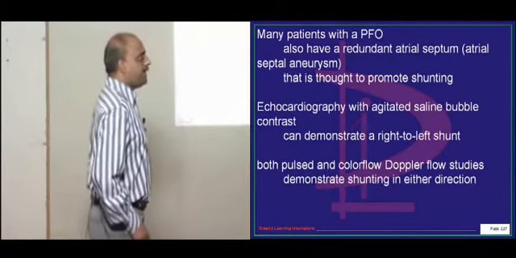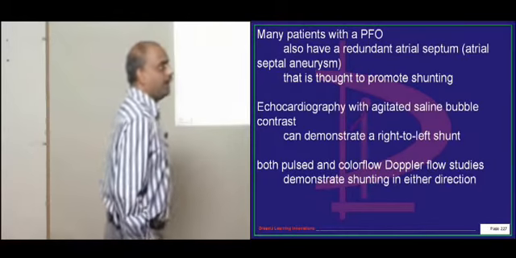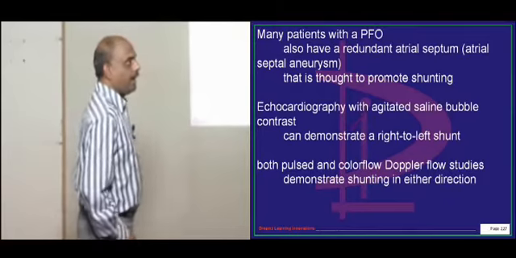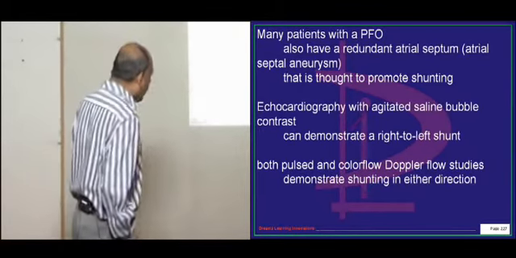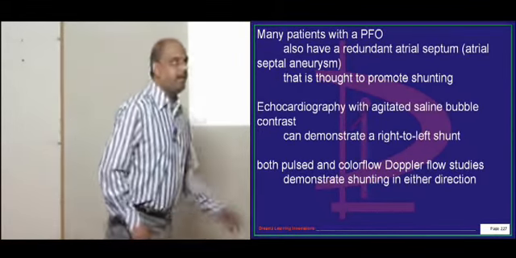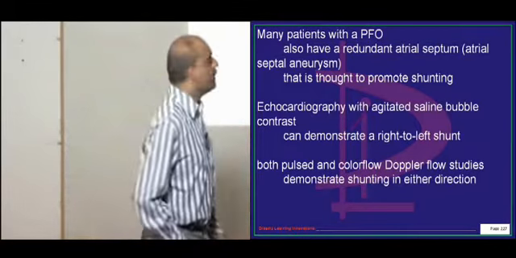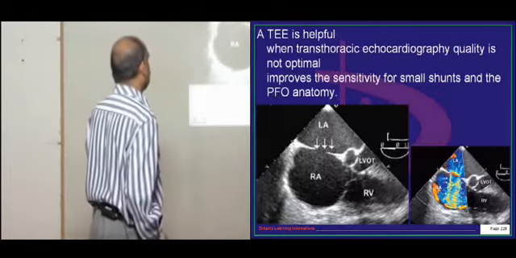Echocardiography with an agitated saline bubble contrast is another wonderful way by which the right to left shunt can be demonstrated, and both the pulse and the color flow Doppler studies enable us to know which is exactly the predominant direction of the flow, is what needs to be basically understood.